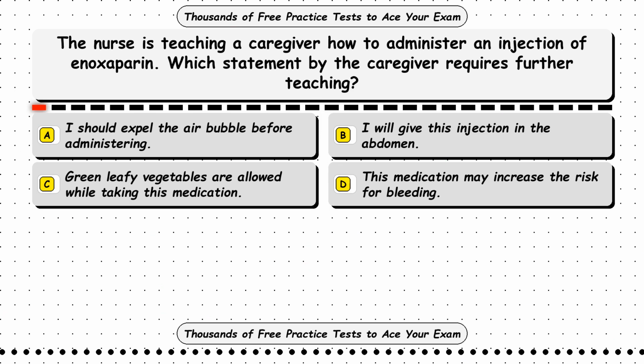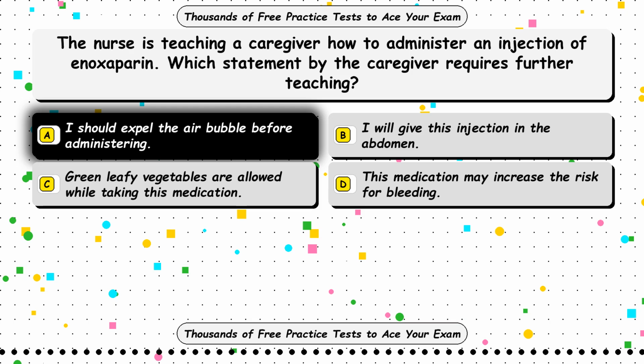Question 31. The nurse is teaching a caregiver how to administer an injection of enoxaparin. Which statement by the caregiver requires further teaching? Option A. I should expel the air bubble before administering. Option B. I will give this injection in the abdomen. Option C. Green leafy vegetables are allowed while taking this medication. Option D. This medication may increase the risk for bleeding.